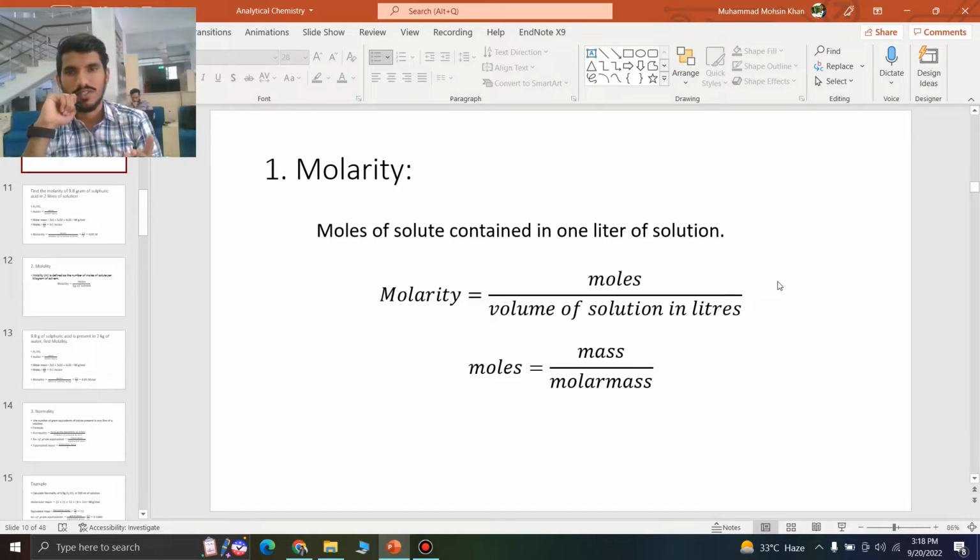So first of all, moving towards molarity. Molarity is actually the number of moles of solute that are contained in 1 liter of the solution. So the formula is molarity is equal to moles divided by volume of solution in liters. And the formula for moles is mass divided by molar mass. So you can get the idea of all of it through the example.